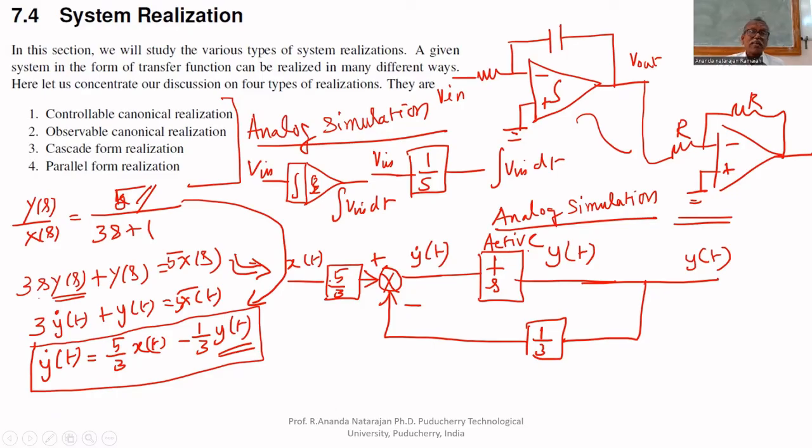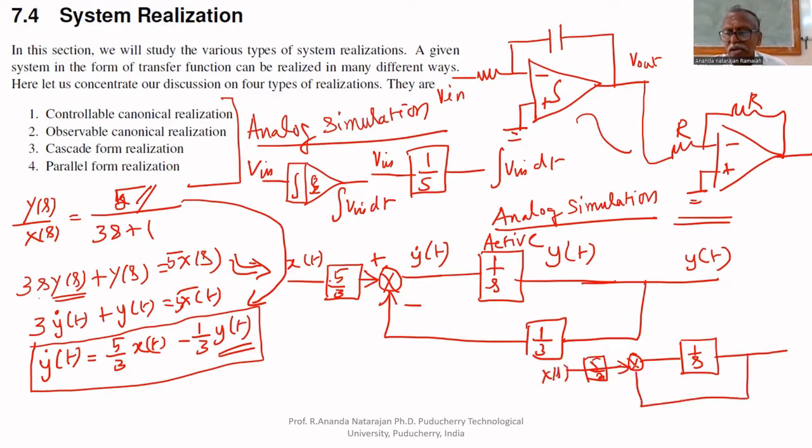Now in MATLAB, this 1 by S block is available. If you want to simulate in MATLAB, take the 1 by S block. Then you can simulate this 5 by S. A constant block is available, so you can give X of S. You can take feedback and give it here. The feedback is multiplied by 1 by 3. You will get Y of T. So analog simulation can be done in MATLAB also. You have to select 1 by S.